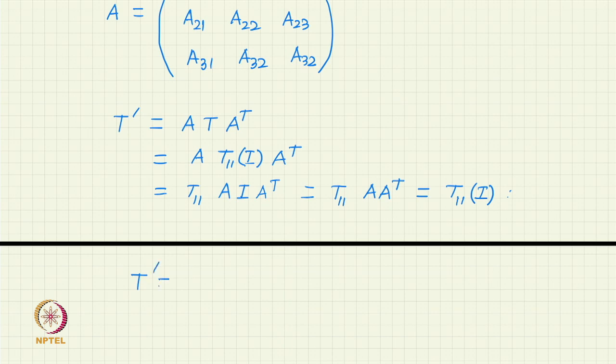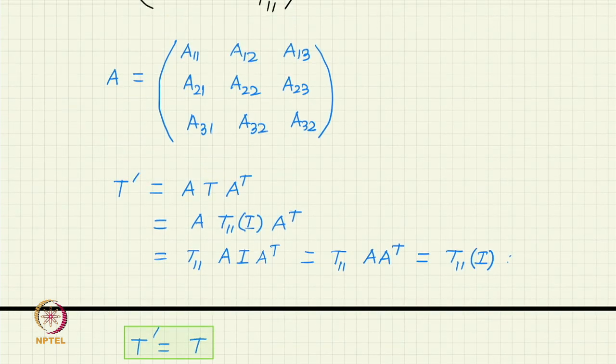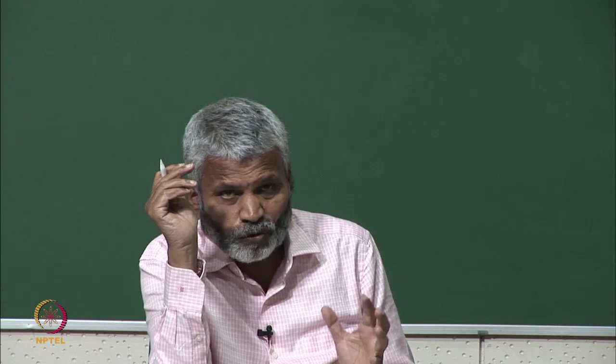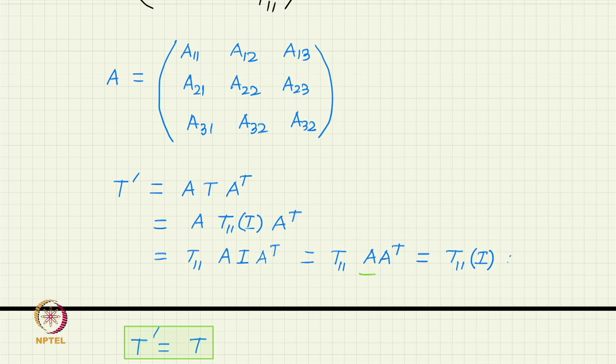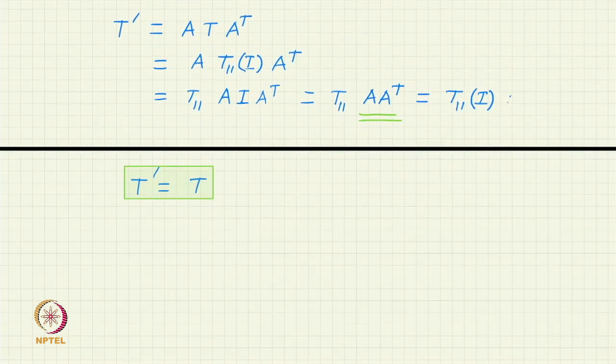So, T prime is equal to T for any arbitrary rotation, because we have not put any restriction on A. Only we are saying that it is taking us from one orthonormal basis to another orthonormal basis, and that is why we use the property A transpose is equal to A inverse. So, I hope I have convinced you that cubic crystals are isotropic for all second rank tensor properties.